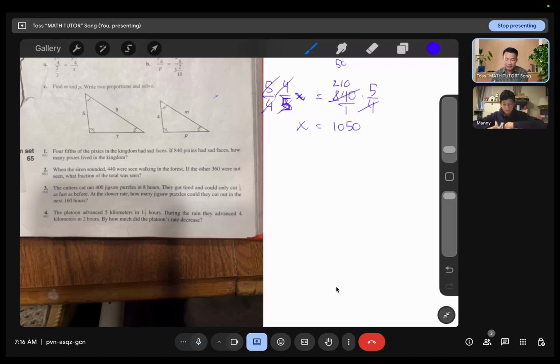This is actually quite fancy, but I want to see what you think. This is number 2. It's a fraction that you're trying to set up, right? It says what fraction of the total was seen. What do you think the total is first? Maybe that's the way you want to go first. You add 440 and 360. Yeah, so that's the denominator.